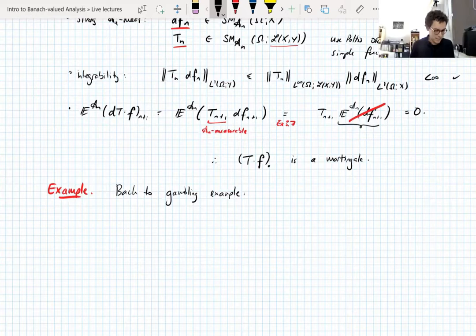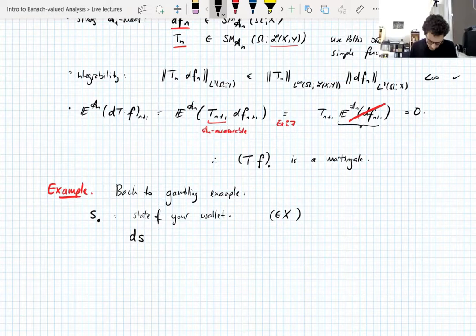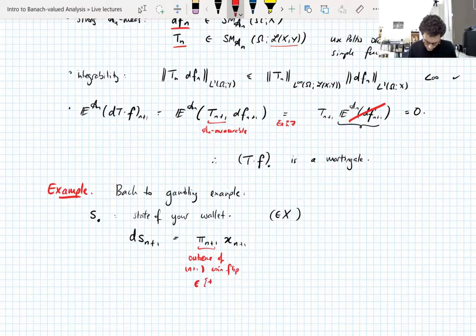We had this process S that was the state of your wallet at each time. Your wallet, of course, takes values in X because you have an X-valued wallet. And this S process is basically the outcome of the game from your perspective. It was defined so that the difference is pi n plus 1 times x n plus 1, where pi n plus 1 is the outcome of the n plus 1 coin flip, which is either plus 1 or minus 1. Plus 1 is heads, minus 1 is tails. And x n plus 1 is your bet at time n plus 1. And remember, x was predictable because you need to be able to place your bet before the corresponding coin flip, not after, right?